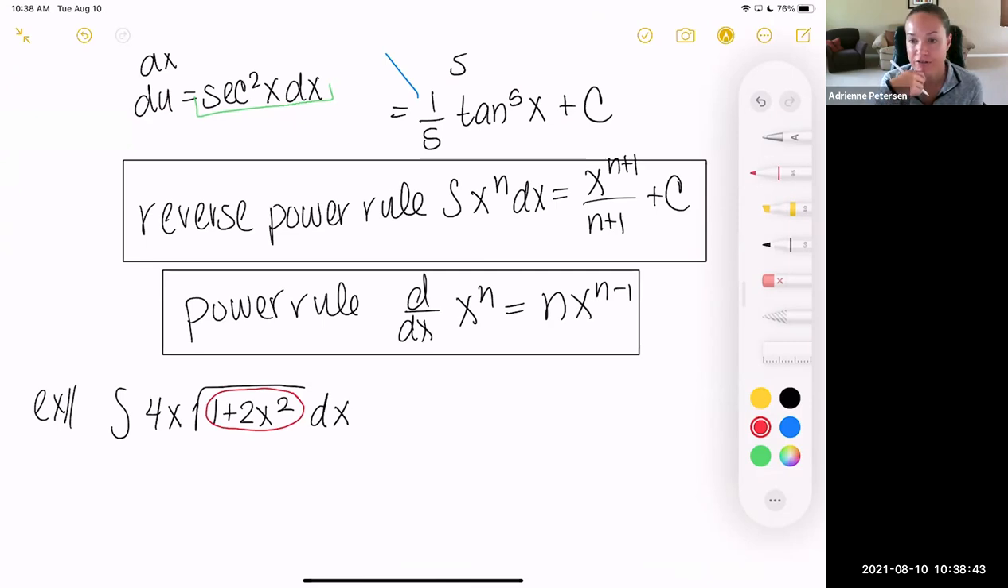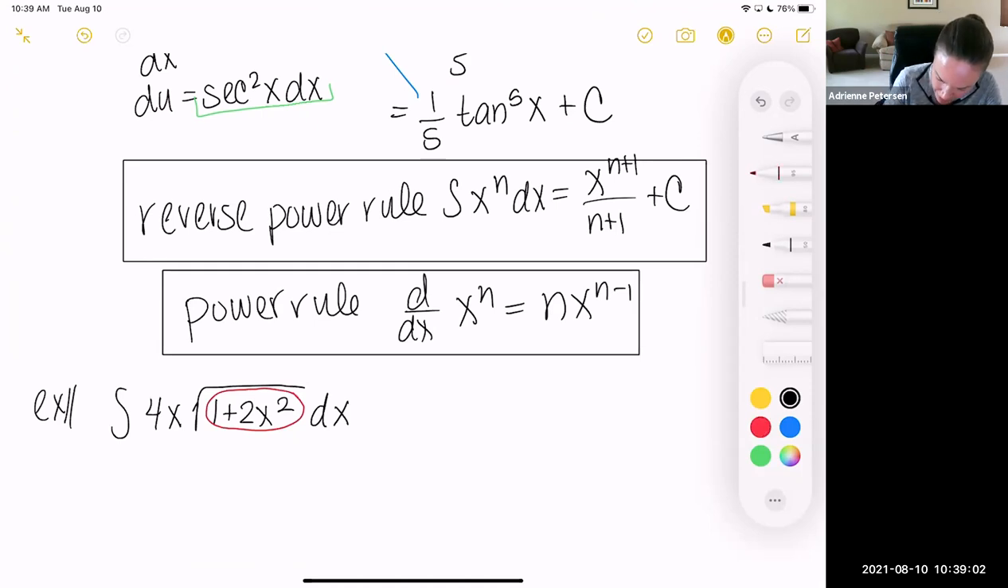And again, this is very forgiving. If you accidentally do the other one, you'll get stuck really quickly. Then our goal is to see the derivative of the inside somewhere else in our integral, which we can quickly eyeball: the derivative of 1 plus 2x squared is 4x. So we see that derivative outside, and that works out perfectly.